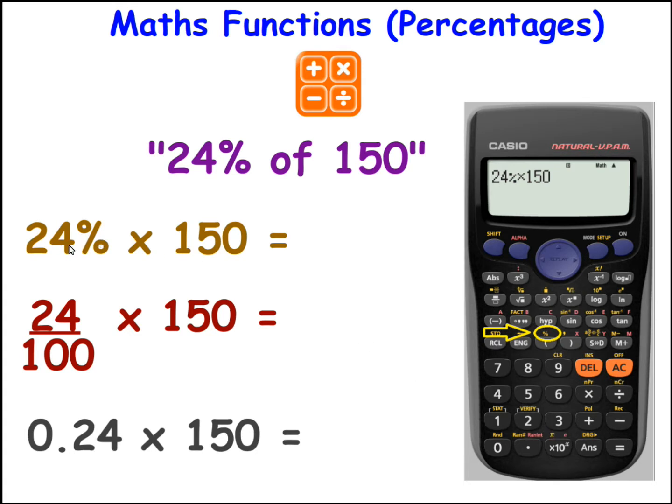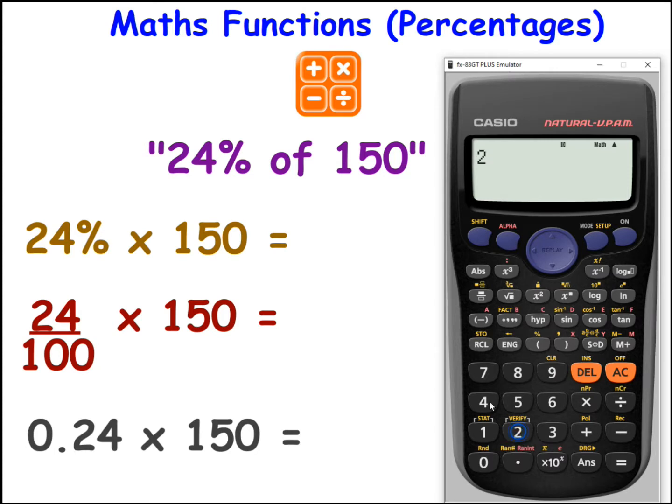The first one is actually utilizing the percentage button on the calculator. So above this left-hand bracket, in gold writing, you've got the percentage symbol. Now to access that, remember, you have to press Shift to then get your percentage symbol. So let me show you with the first example on how to do a percentage using the percentage button.